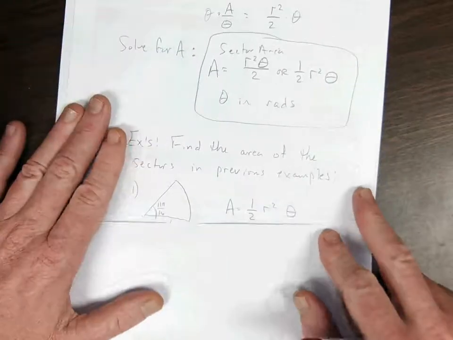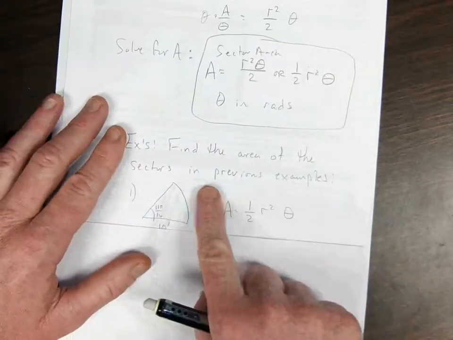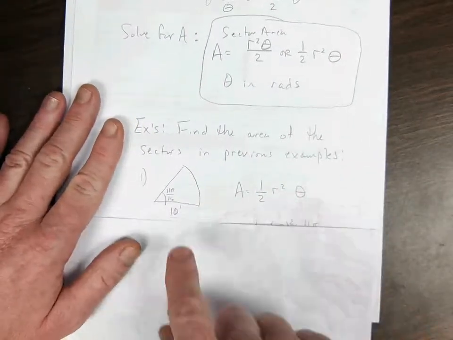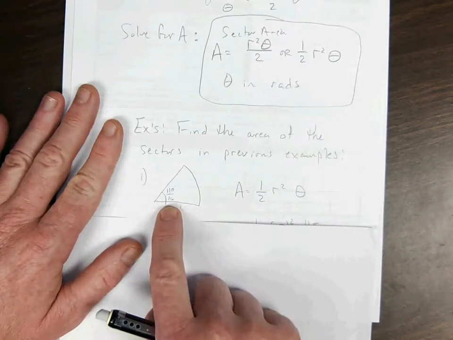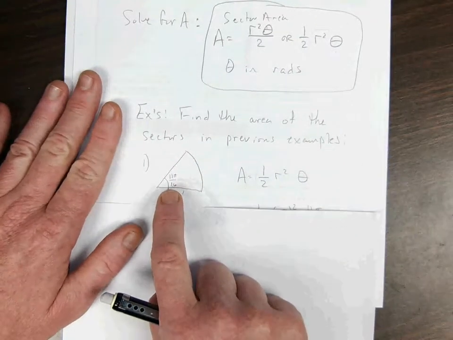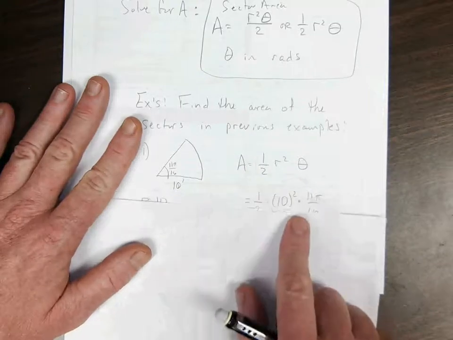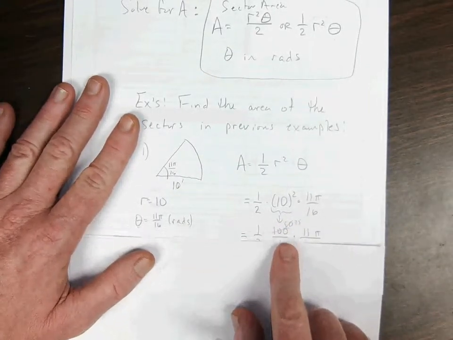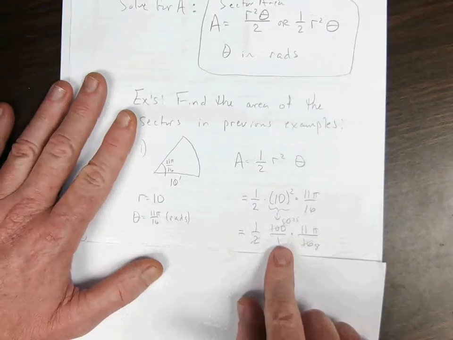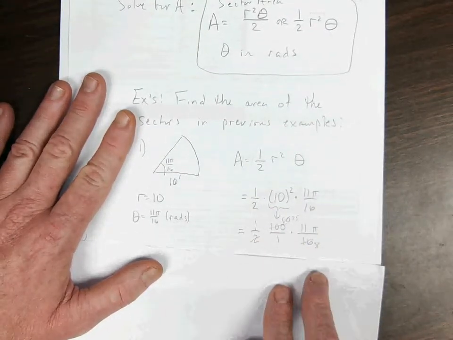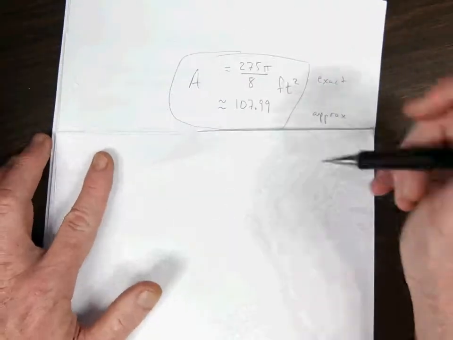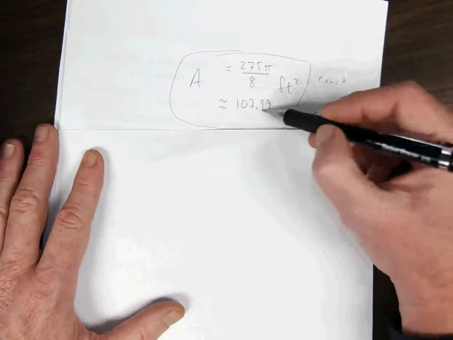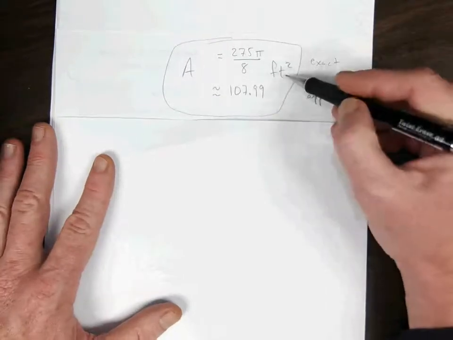A couple quick examples here. So if we find the area of the previous examples, we had a 10-foot radius and an angle of 11 pi over 6. That's already in radians, and so I can just use the formula straight. Just got some more complicated fractions to deal with. And so 10 squared is 100. You go through all your reduction and canceling, and you end up with an area of 275 pi over 8 square feet. All right, because it's an area.